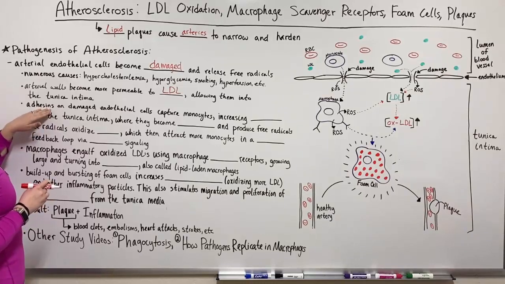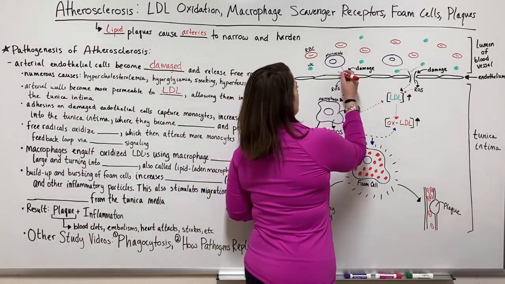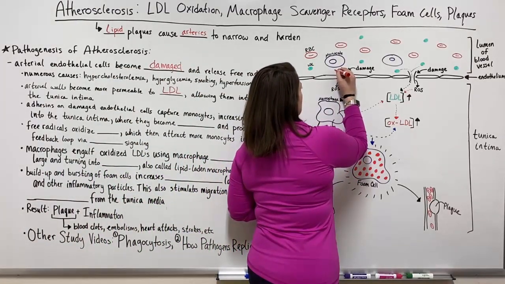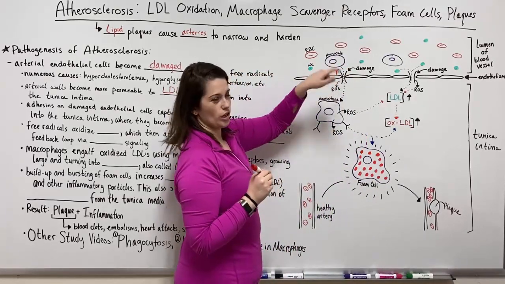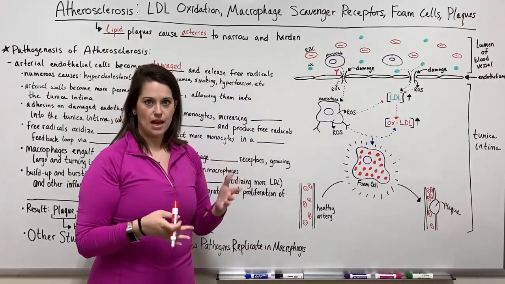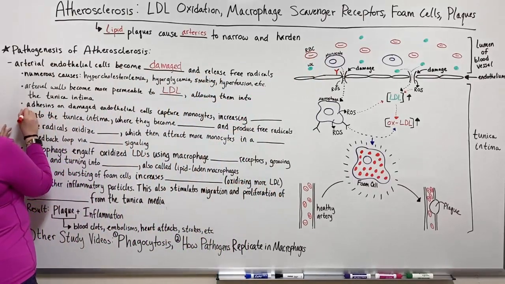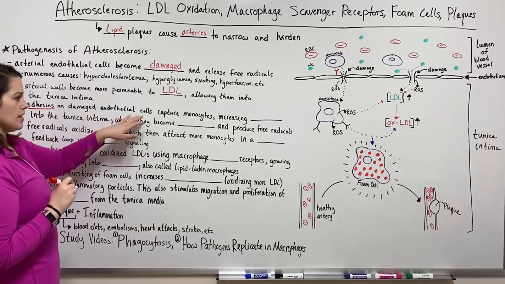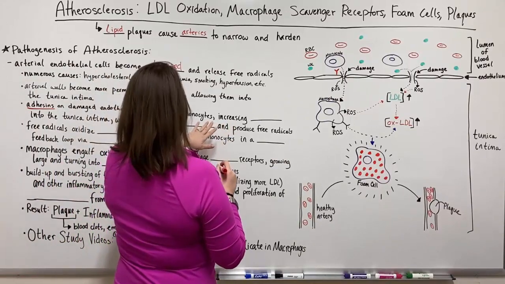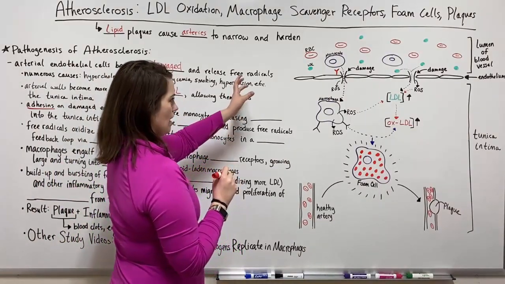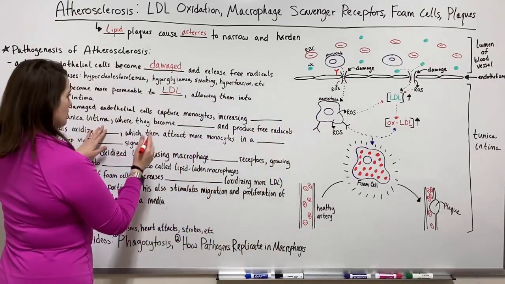Then you've got adhesins on the damaged endothelial cells that capture monocytes. I'm going to draw basically a receptor right there. You've got an adhesin protein that will capture a circulating monocyte. Remember that a monocyte is a type of white blood cell. It's part of the immune system. So the adhesins on the damaged endothelial cells will capture the monocytes, and this will increase their migration into the tunica intima.